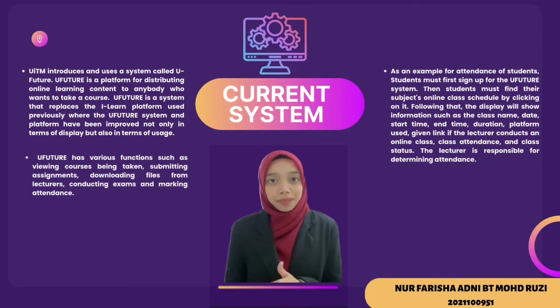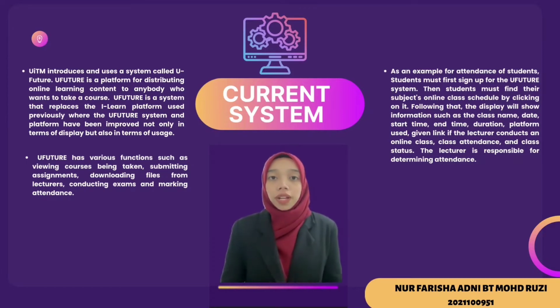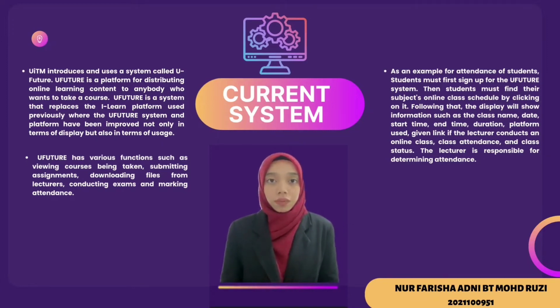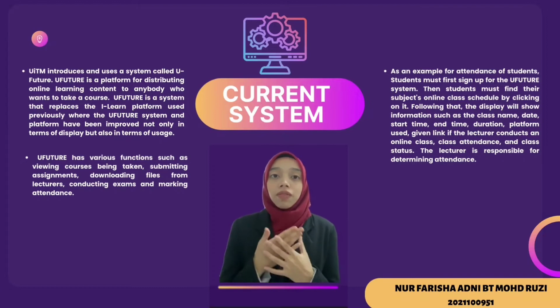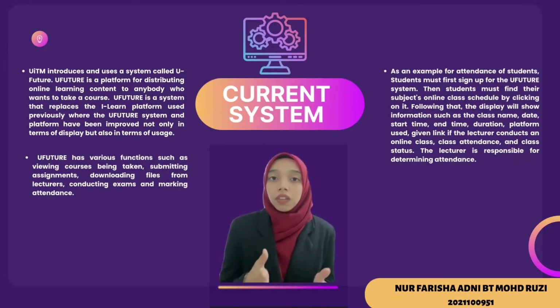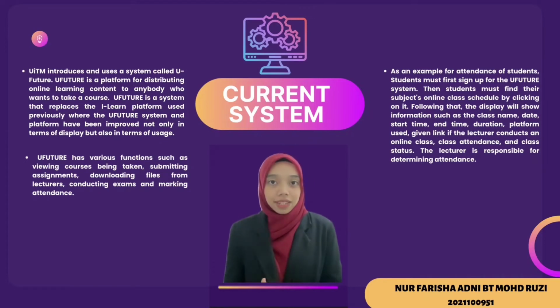Students must first register for the UFuture system, for example, to track their attendance. By clicking on it, students must locate the subject online class schedule. The information on the display will include the class name, date, start time, end time, platform used, the provided link if the lecturer is teaching an online class, attendance information, and the class status.